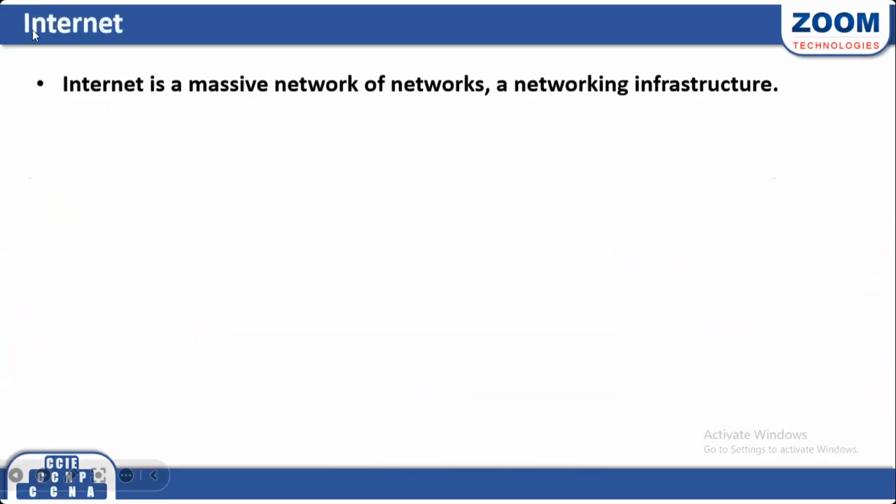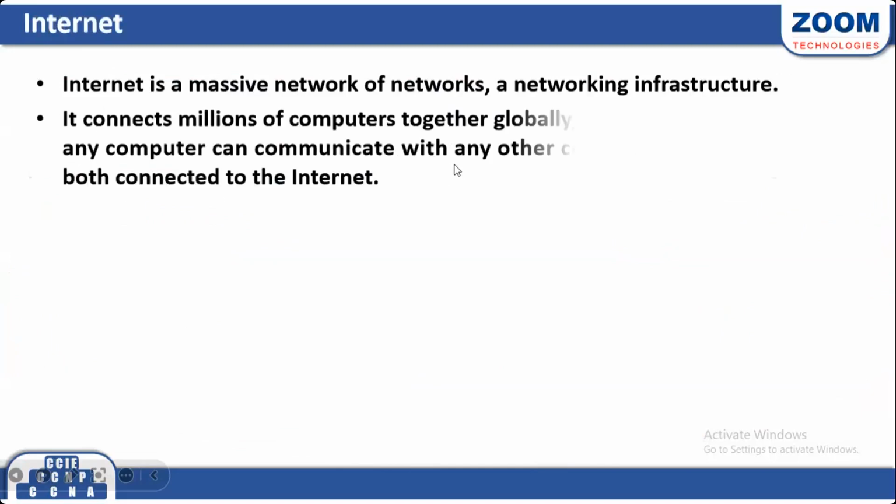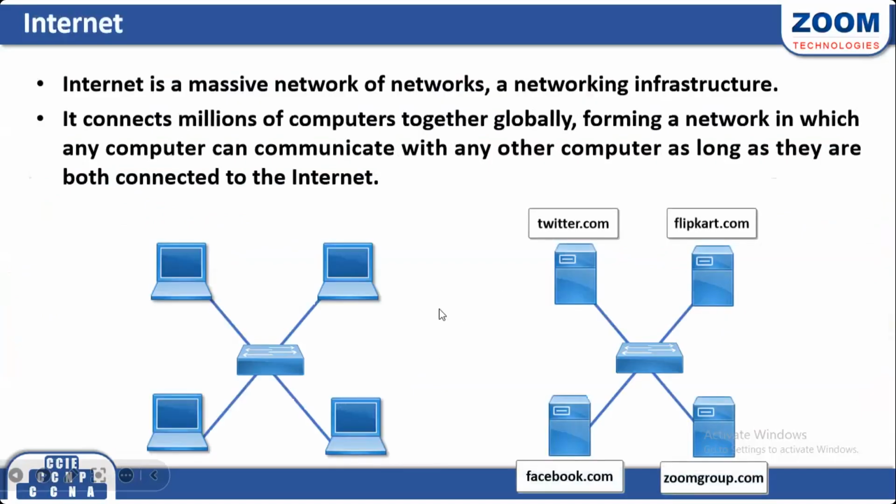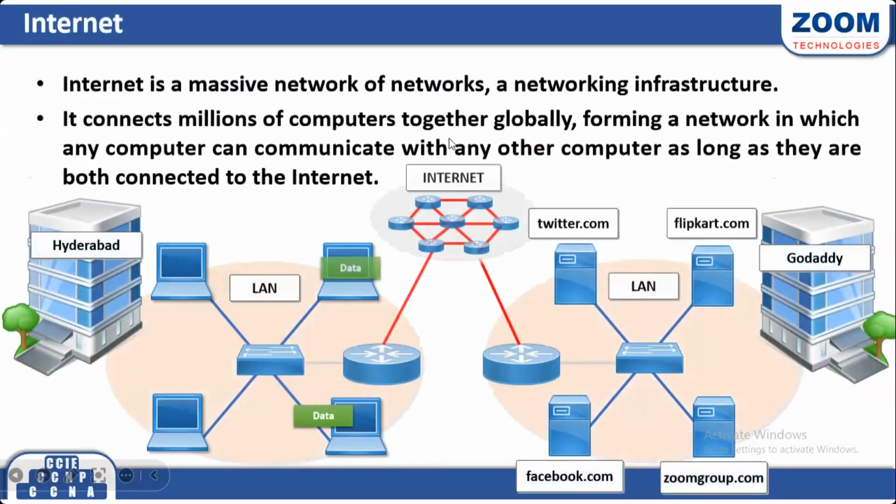So that's why it is an internetwork, in short, internet, because we know a number of networks are connected. The internet is a massive network of networks, a networking infrastructure which connects millions of computers together globally, forming a network in which any computer can communicate with any other computer as long as they are both connected to the internet.